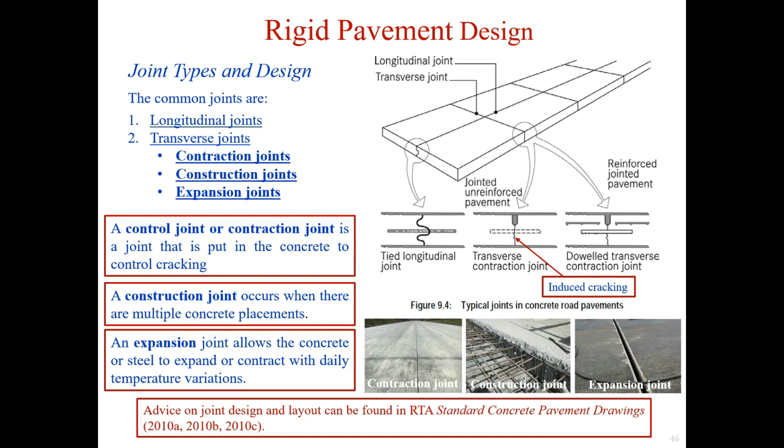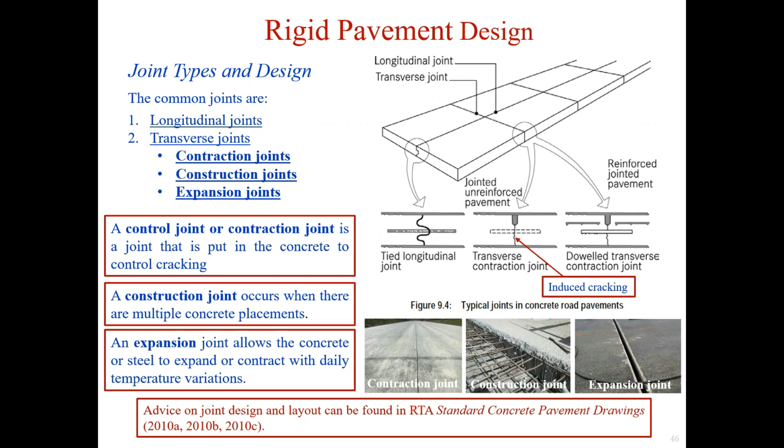This figure illustrates various joint types. The common joints are longitudinal joints and transverse joints. The purpose of longitudinal joints is to control longitudinal cracking by enabling hinge release of occurring stresses. The joints are tied wherever possible to keep them firmly closed.